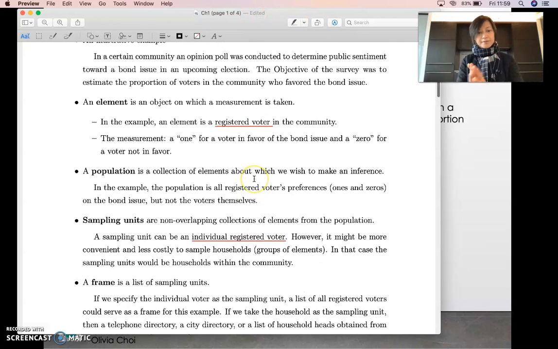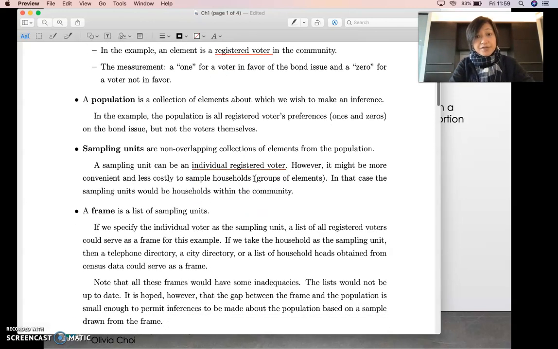So you may ask, what's the difference between the elements and the sampling units? In this example, they're the same. We are both referring to each registered voter. But sometimes in a different sampling scheme, it might be more convenient or less costly to sample a group of elements. For example, a household.